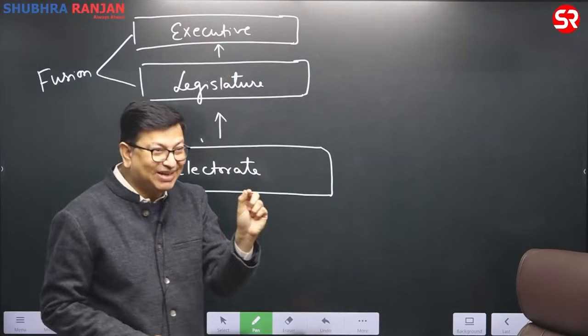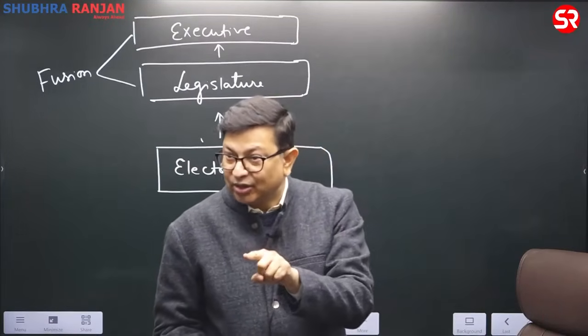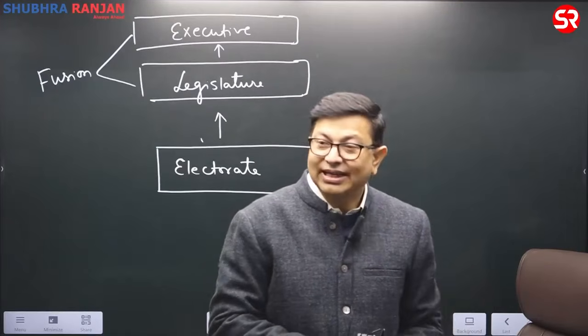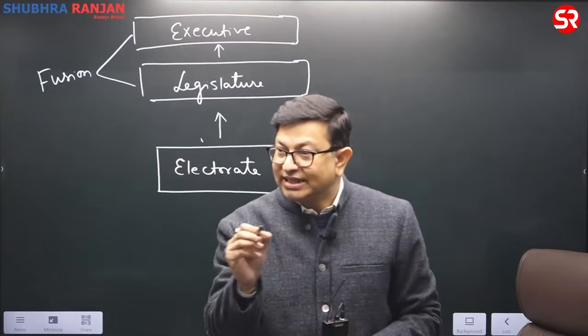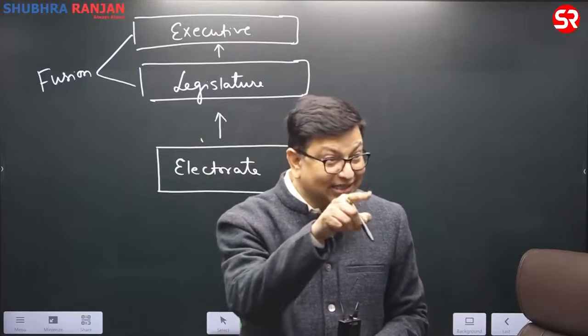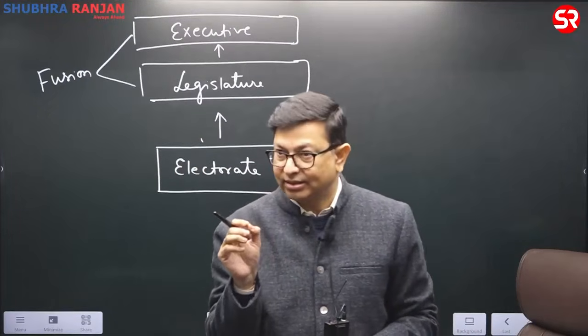Which of the following statement is correct regarding a parliamentary system? The members of the executive, they must be the members of the legislature. Take. The second, the members of the legislature, they must be the members of the executive. It is a wrong statement. So, in the examination, you must be cautious.